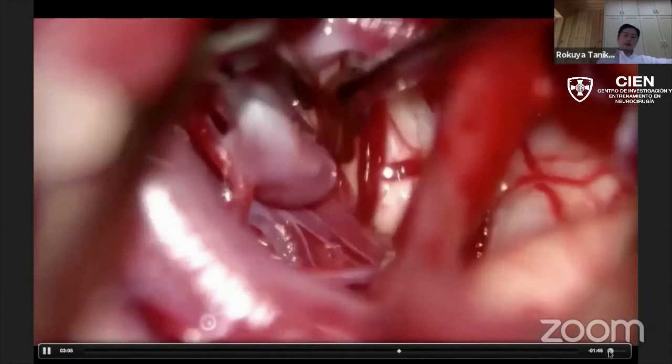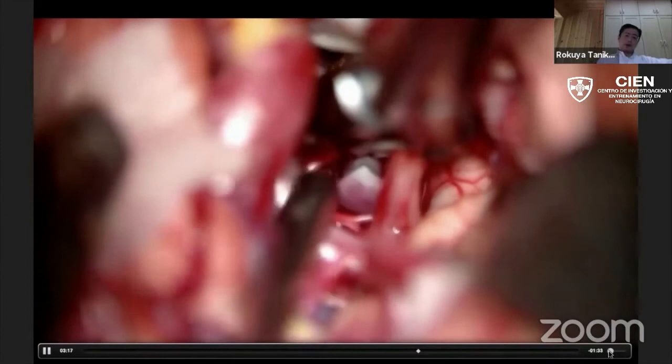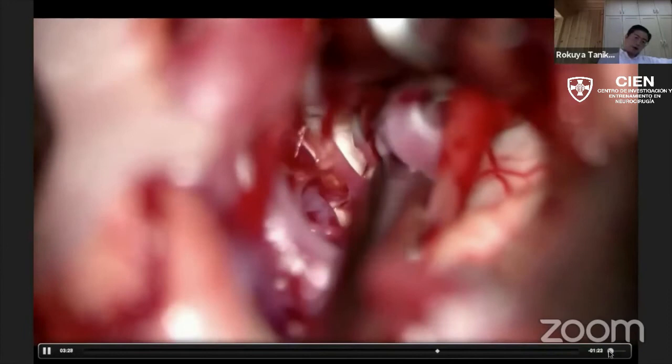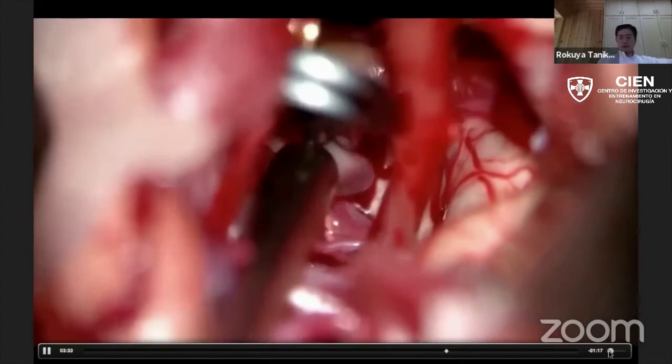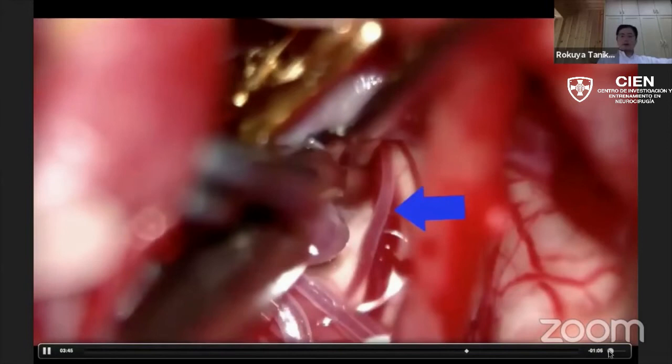And I am confirming the small tiny perforator is bitten by the tip of the blade. So I am adjusting the tip of the clip blade not to bite the important tiny perforator. Now, this one was hit with the first clip, but it could be preserved.